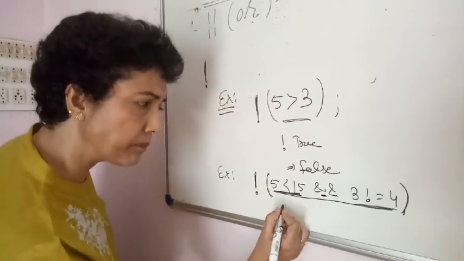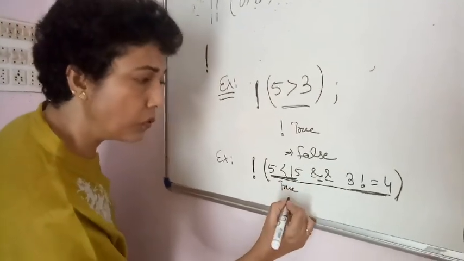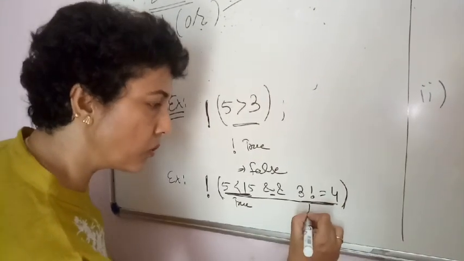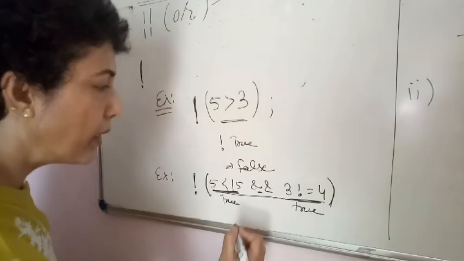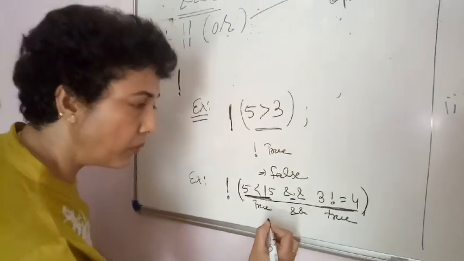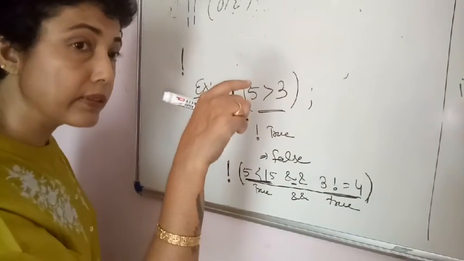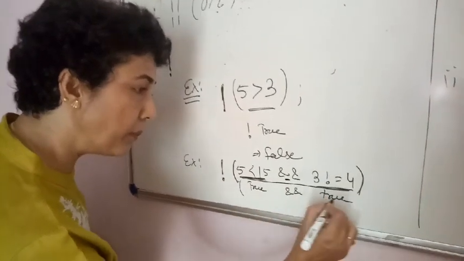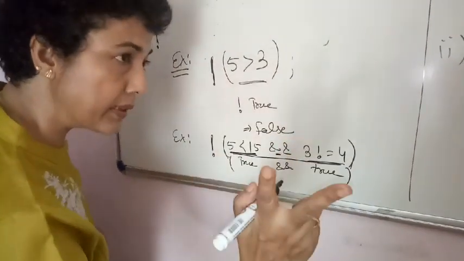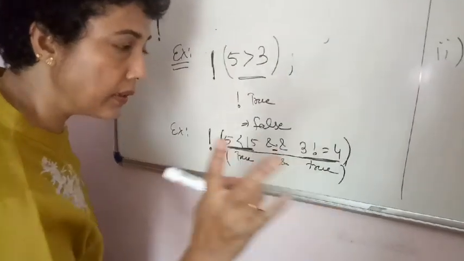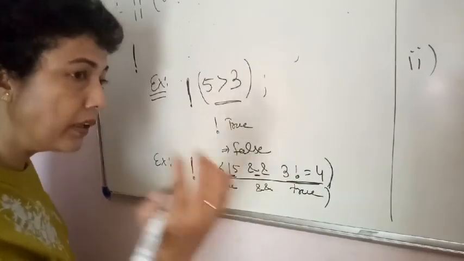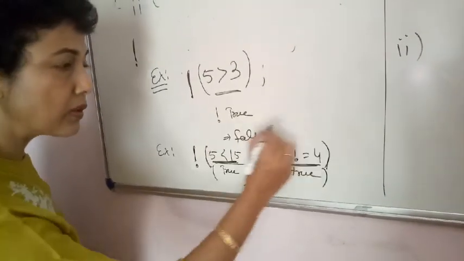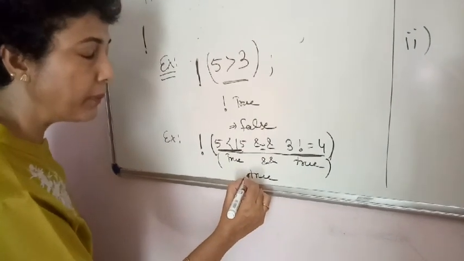So 5 less than 15, answer is true. Going to the next relational expression, 3 not equal to 4, answer is also true. Now these true answers will be joined with AND, and what does AND say? AND says when both are true, answer is true. So inside the bracket I am getting two true answers for these two relational expressions, and when I join the AND operator to them, I get the answer true. So after solving this parenthesis, the answer that I am getting is true.